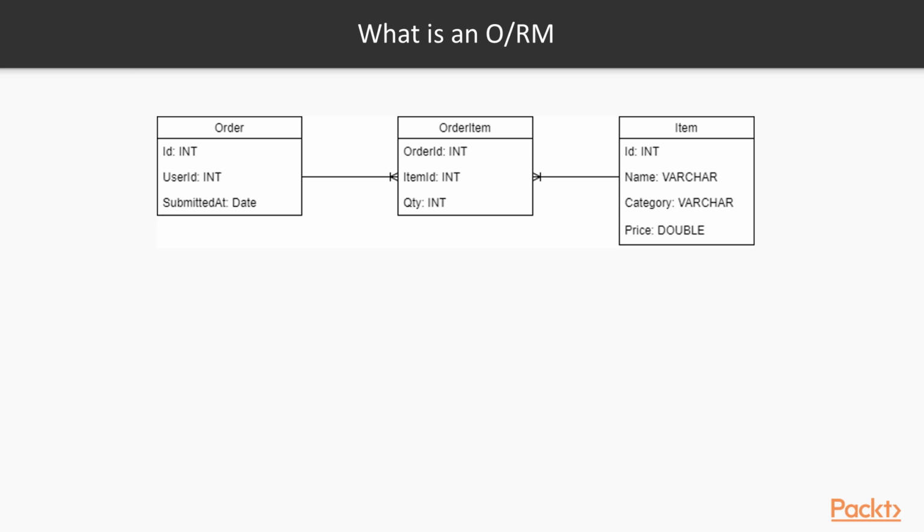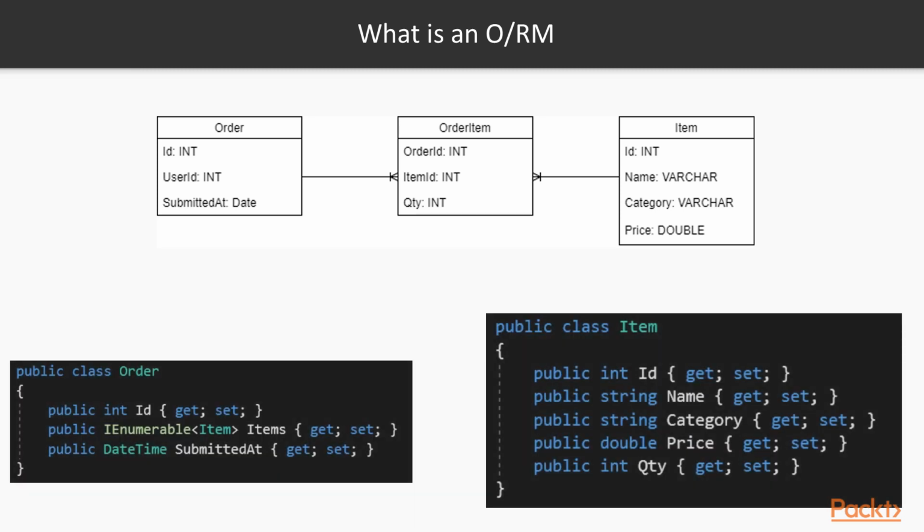On the programming language side, those entities are described by the following two classes. This is C#. The intermediate table will not have its own class because its purpose is to show the relationship between the order and the item. In the programming language, this is expressed in a different way. The relationship is represented by a list of items in the order class.